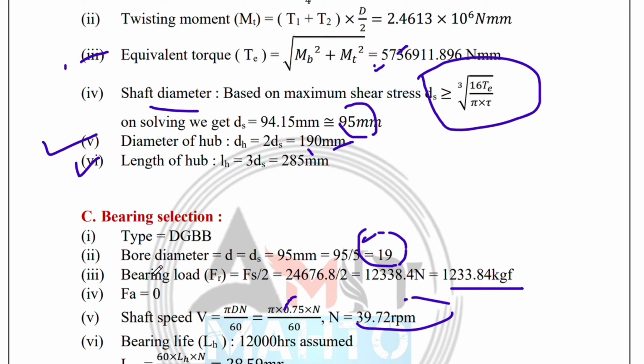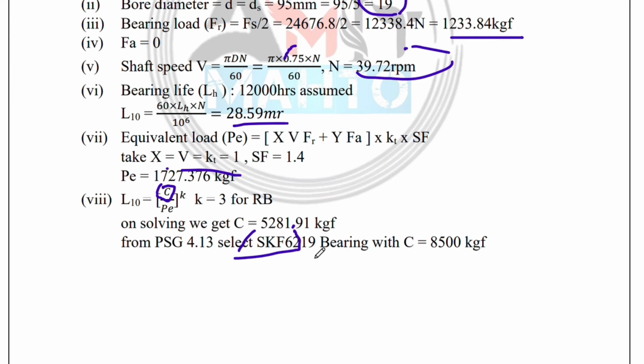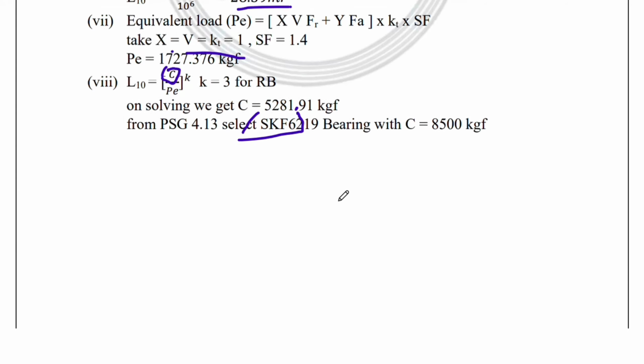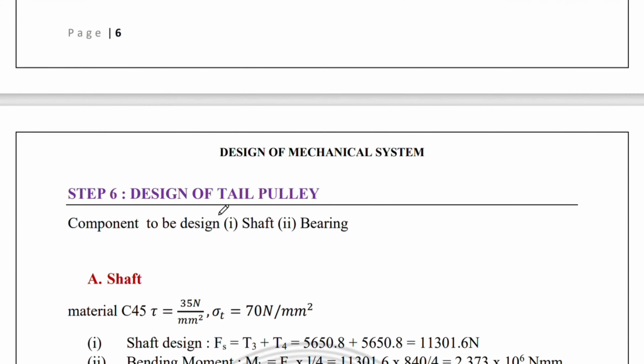For the bore diameter ds equal to 95, we divide 95 by 5, which gives 19. So this 19 indicates the bearing number. Now this we take, and from there itself you will get the dynamic capacity value, which will be 8500 kgf. Next, moving to step number 6.